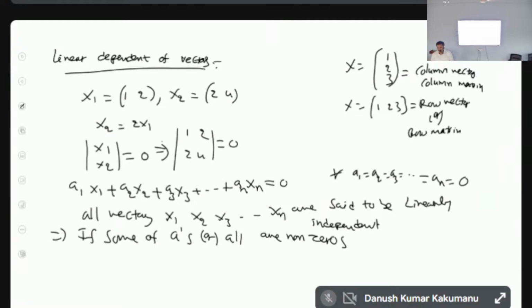The definition is saying: sum of them, sum of A1, A2, A3, An. If the sum of them, all are non-zeros, then x1, x2, x3, xn are said to be linearly dependent. These two definitions, linearly independent and linearly dependent, are very, very important. Everyone understanding? Some example questions we'll see. Let us see some examples of linearly dependent and independent.